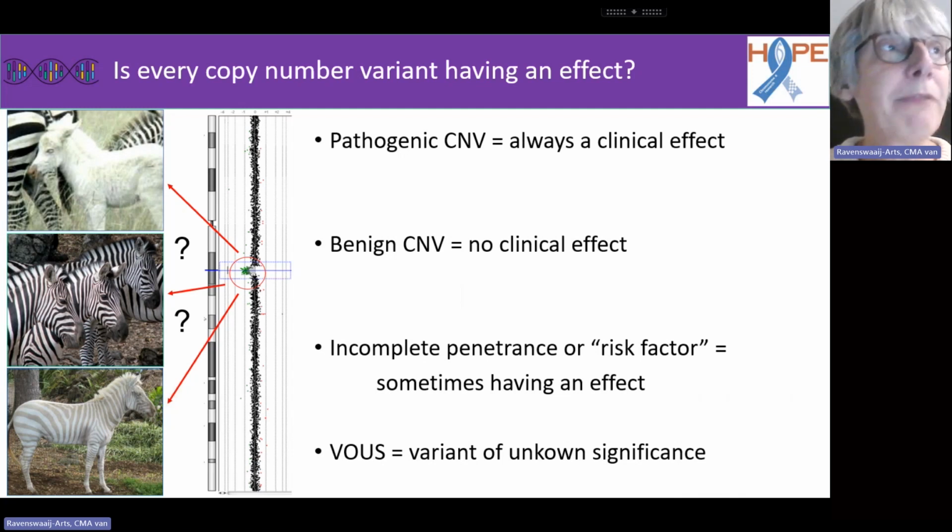Then last, we have copy number variants of which we do not know what the effect is. We call those variants of unknown significance. These are the most problematic ones, because if we find such a copy number variant, we do not know what to tell the parents.